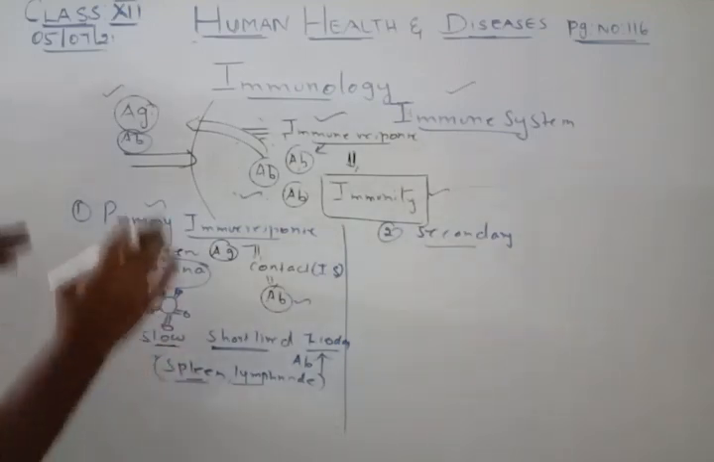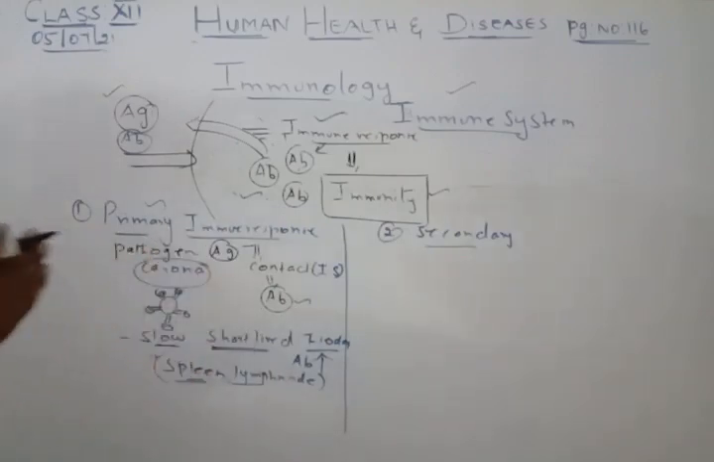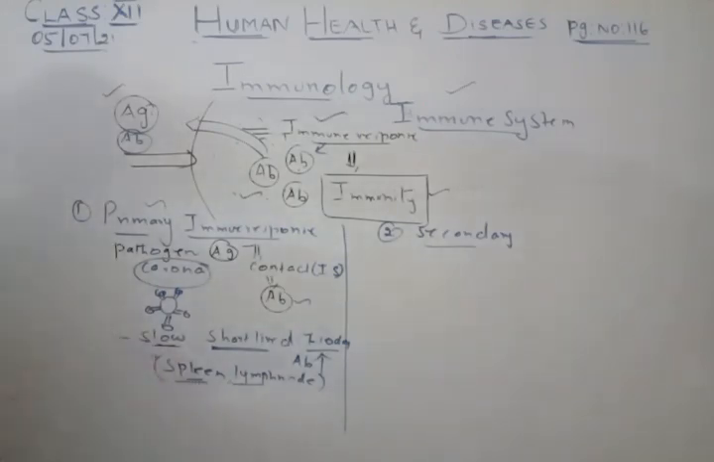At the same time, the production of antibody will not be throughout life. It is short-lived. For 7 to 10 days, the antibody will be at its peak, and it is there in the spleen and the lymph node. That much is clear, right?